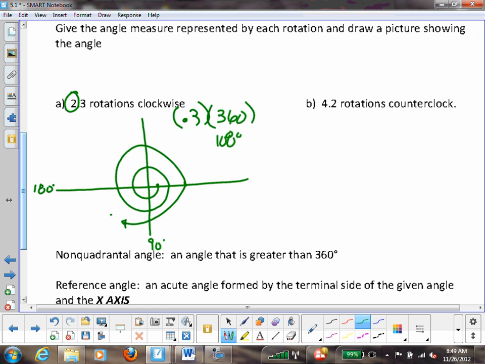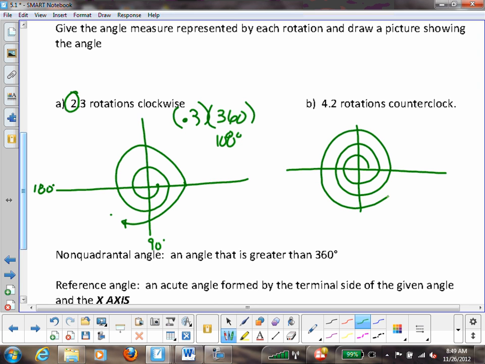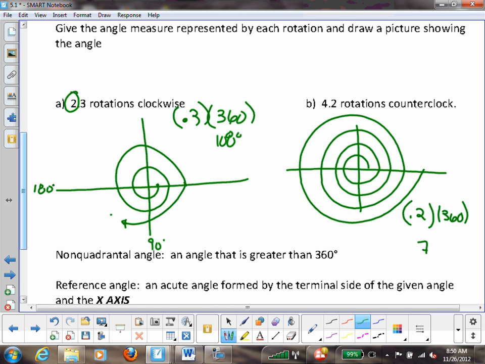All right, 4.2 rotations clockwise. So clockwise means we're starting here and we're going, sorry, counterclockwise. So here's 1 rotation, 2 rotations, 3 rotations, 4 rotations ends me here, but how do I figure out the 0.2 part? 0.2 times 360 tells me what? 72 degrees, right? Where is 72 going to fall?